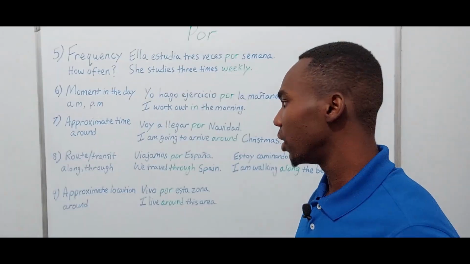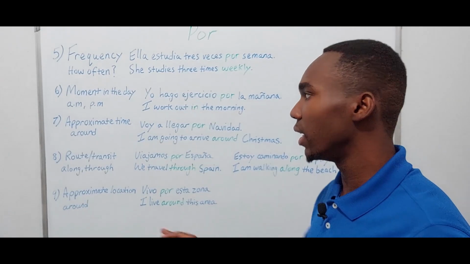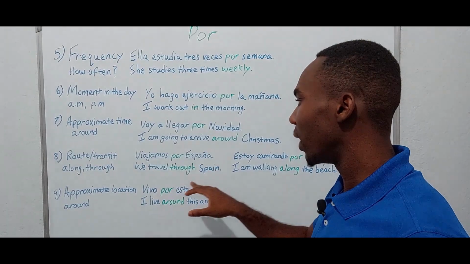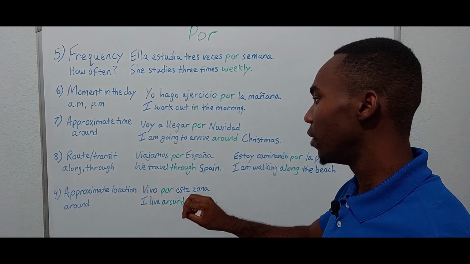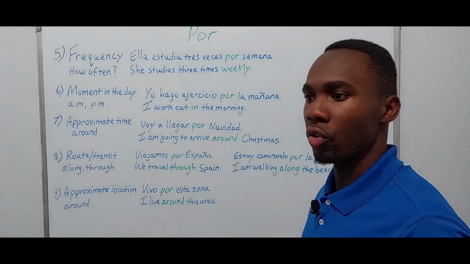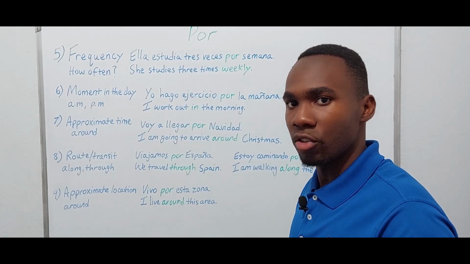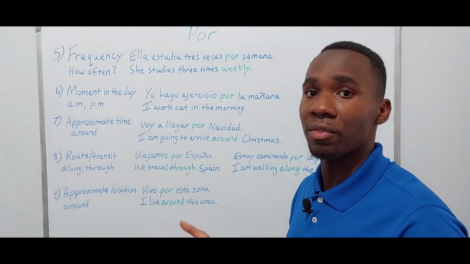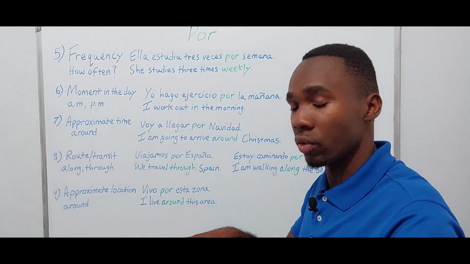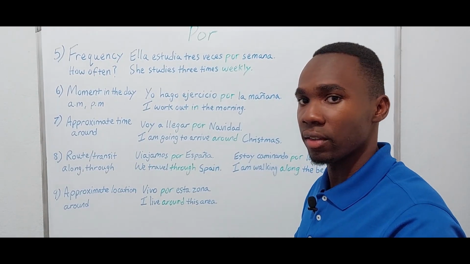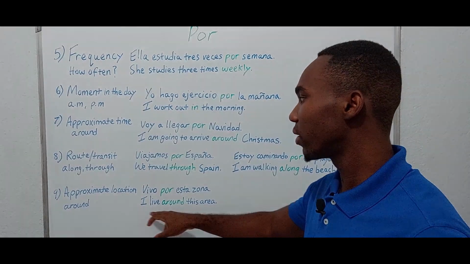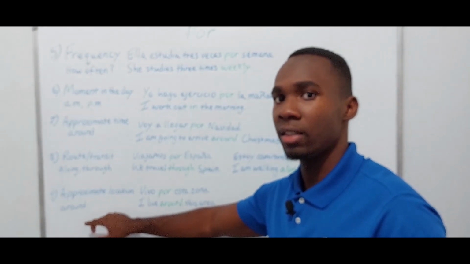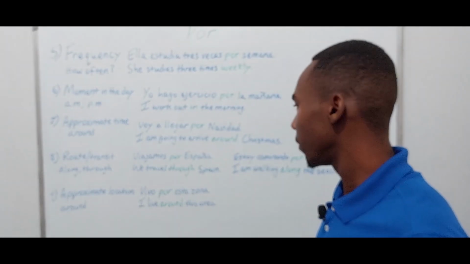And 9, approximate location. So again, like time, this is not precise. So, vivo por esta zona. I live around this area. So it's not exact, right? Around this area could be 3 blocks from here, 4 blocks from here, or even a block from here. But the point is, it is close, but it's not precise, all right? So just like time, approximate location will carry the same meaning around, all right?